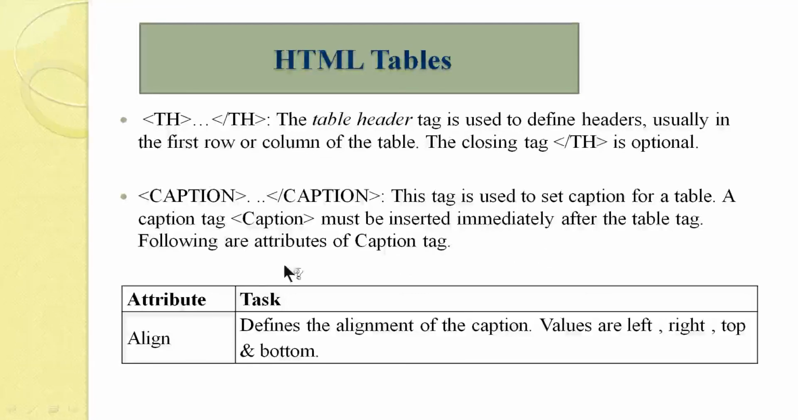This tag will take the attribute align. This is mainly used to provide the alignment for a particular caption, and the parameters for this align attribute will be left, right, top and bottom.